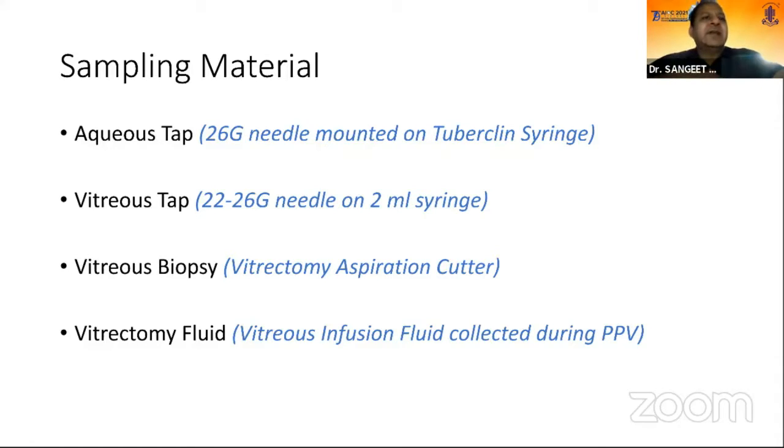For sampling material, you can have an aqueous tap using a 26 gauge needle mounted on a tuberculin syringe. You can have a vitreous tap using a 22 to 26 gauge needle, again on a 2 ml syringe, a vitreous biopsy taken with a vitrectomy aspiration cutter, or a vitrectomy fluid sample which can be collected during pars plana vitrectomy.